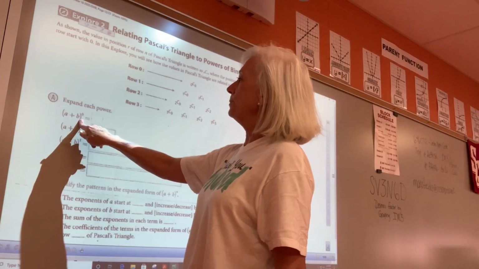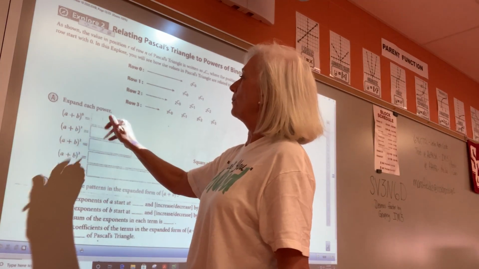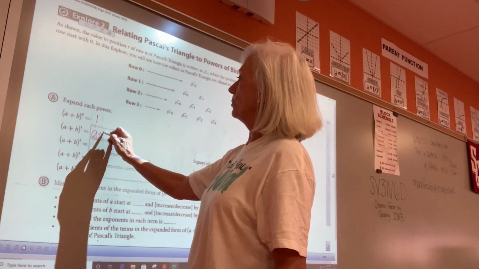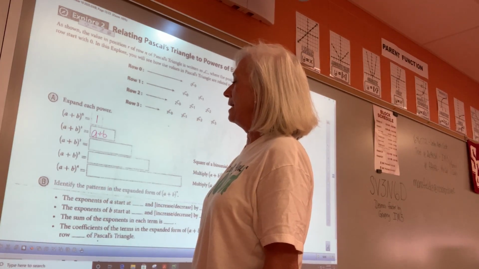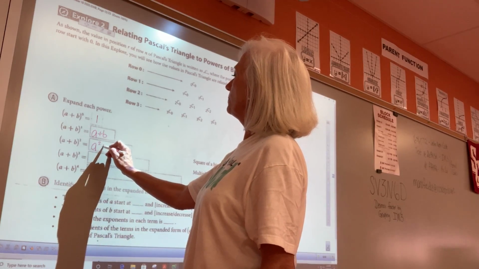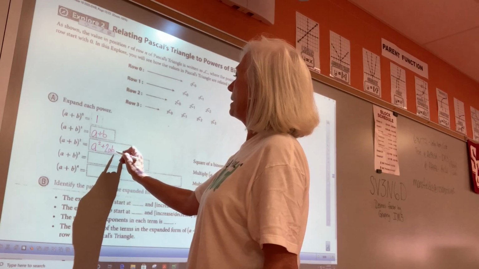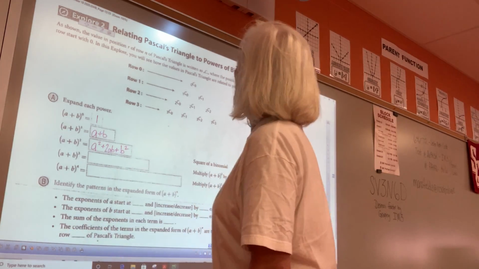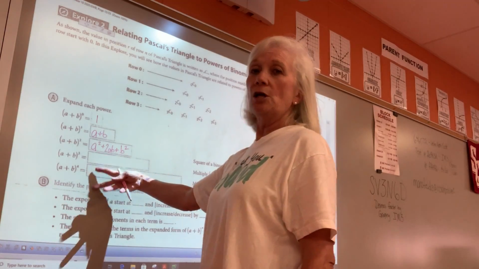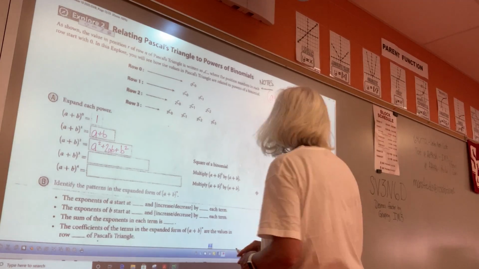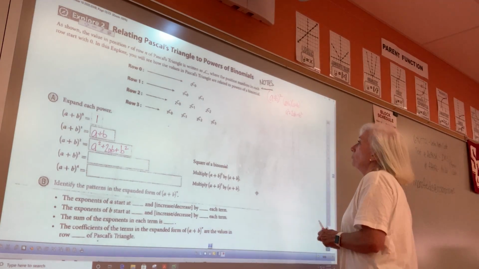So a plus b to the 0 power, that's always 1. Anything to the 1 power is the quantity itself. We've already done this one: a squared plus 2ab plus b squared. I want y'all to go ahead and work on finishing those, and I'm going to recreate the triangle up here while y'all are doing that.